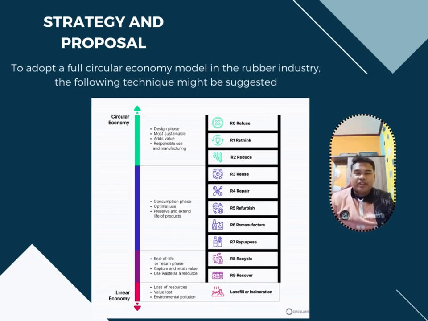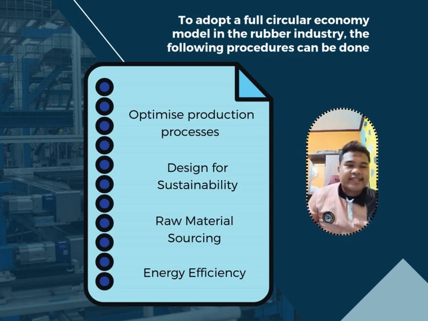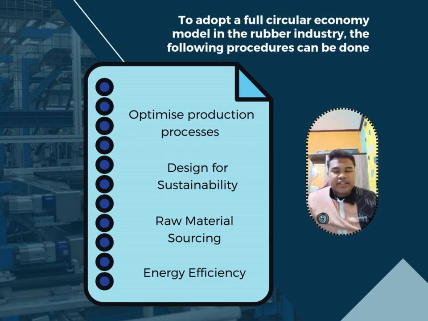Strategy and proposal to adopt a full circular economy model in the rubber industry. The following techniques are suggested: refuse, return, reduce, reuse, repair, refurbish, remanufacture, repurpose, recycle, and last, recover. To adopt a full circular economy model in the rubber industry, the following procedures can be done: optimize production process, design for sustainability, raw material sourcing, energy efficiency.